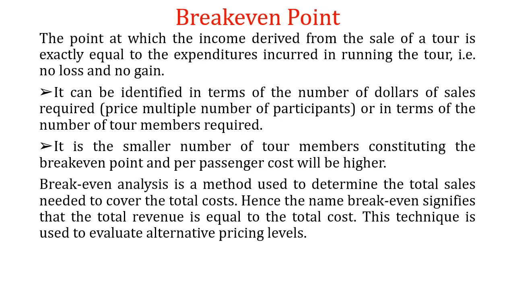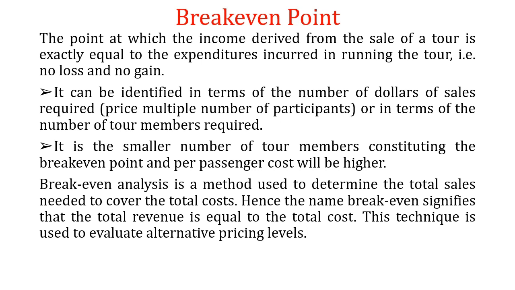The formula for break even point is fixed cost divided by contribution per unit output. It means the point at which income derived from the sales of a tour is exactly equal to the expenditure incurred in running the tour.